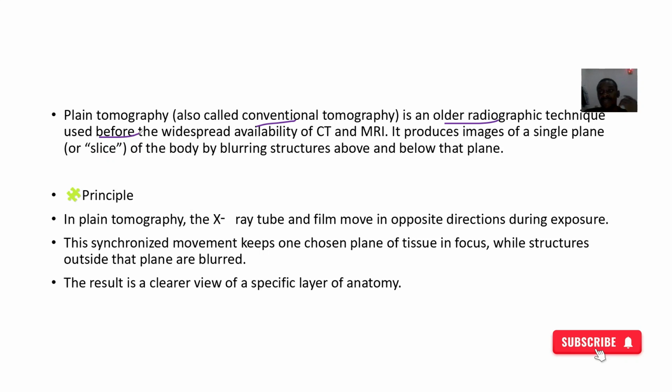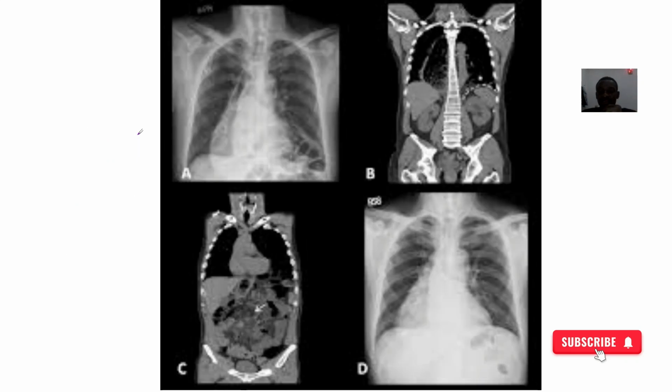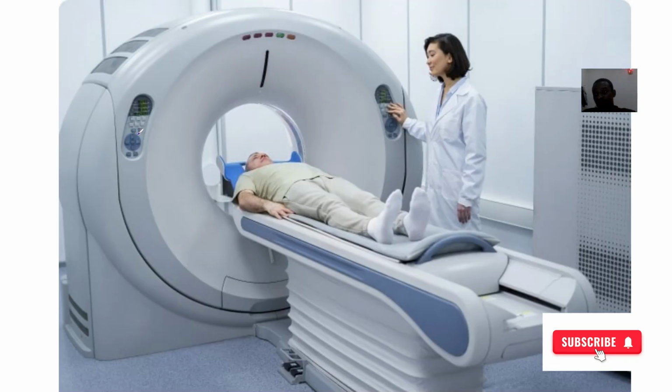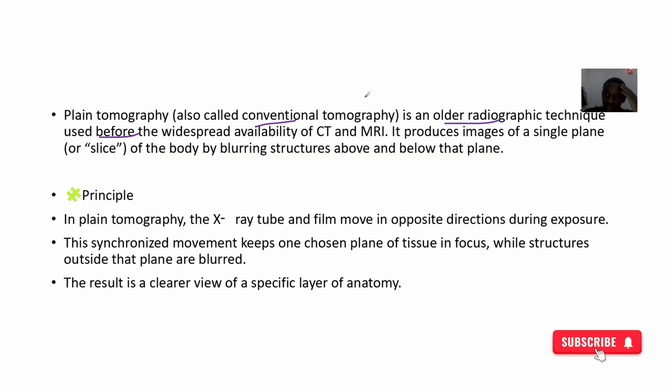That's like the first things that actually started. It simply means X-rays, all right? Because X-rays were the first types of imaging that were discovered. They produce images of a single plane or slice of the body by blurring structures above and below that plane. In plain tomography, the X-ray tube and the film move in opposite directions during exposure.